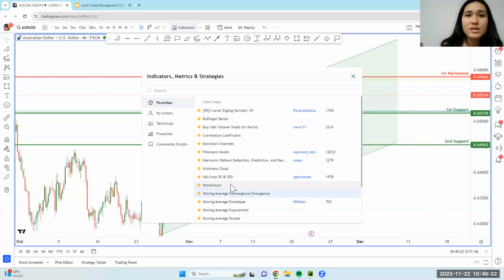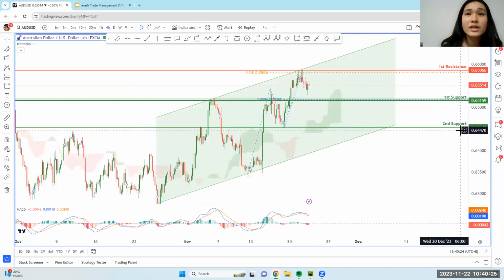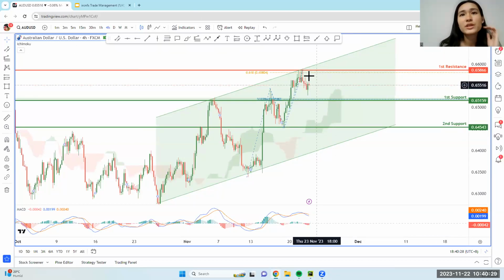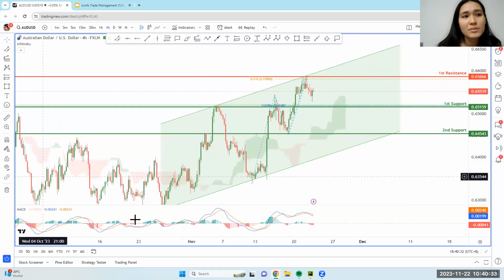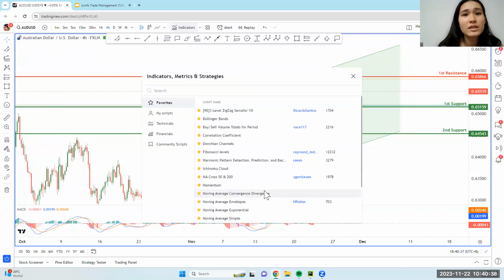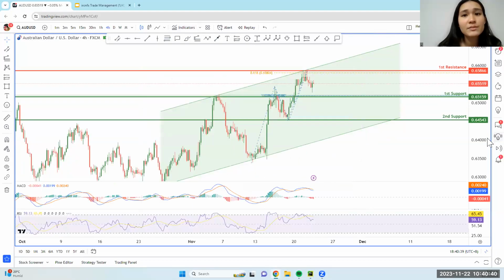Let's take a look at some indicators to support our analysis. So we're expecting prices to drop towards our first support. MACD is giving us bearish, Ichimoku is giving us bullish, so I'm gonna move that. Let's take a look at RSI.